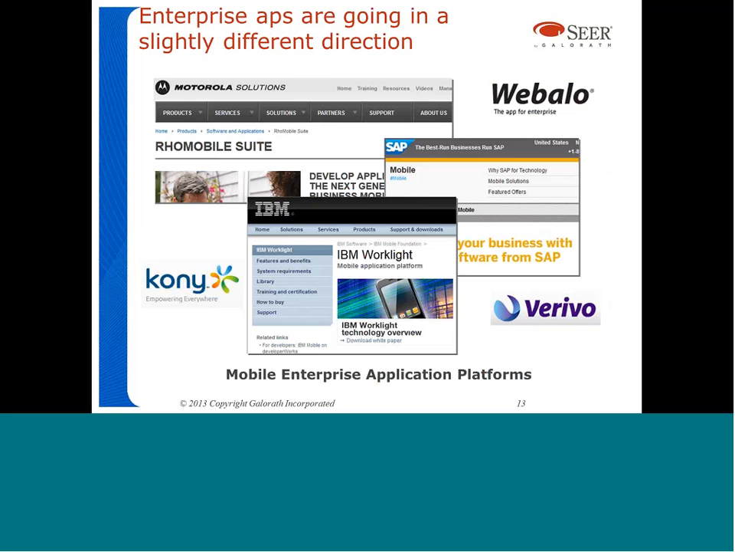If you're an enterprise, and I know a lot of people on the line now are representing larger companies, there seems to be a different solution evolving in the ecosystem of development, and these are called mobile enterprise application platforms. Some of the leaders are people you know very well. Motorola Mobility, SAP, and IBM are among them. But also you have Kony, Verivo, and Webelo. They're providing app development environments that enable enterprises to develop apps that sit well within their existing investment.